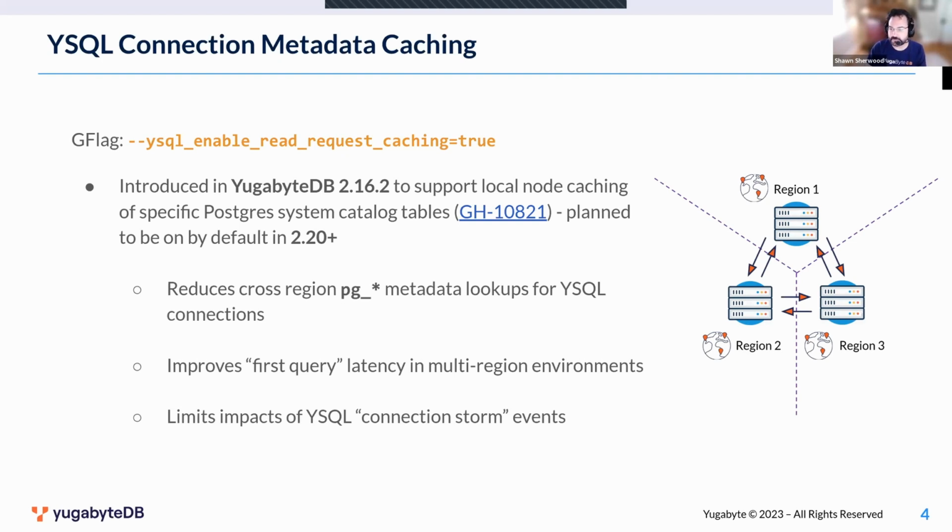There's another side benefit of this as well. In environments where you have a large number of connections and say they ramp up really quickly, you can see a lot of pressure on the reads from that catalog table because so many additional RPCs would be coming in on those first queries. And because this can keep a lot of those requests local, it reduces the effect of a connection storm.